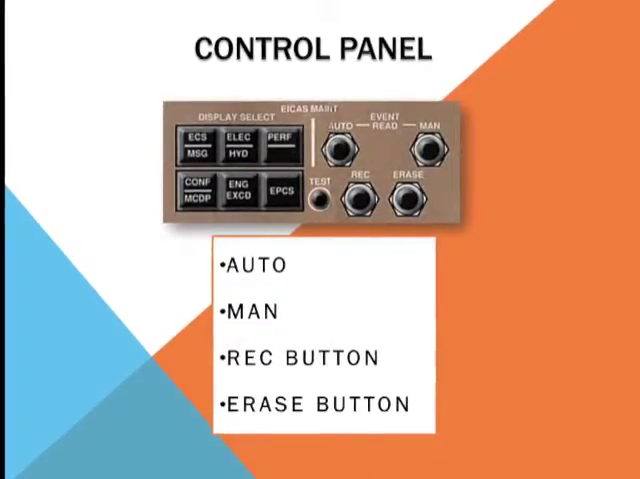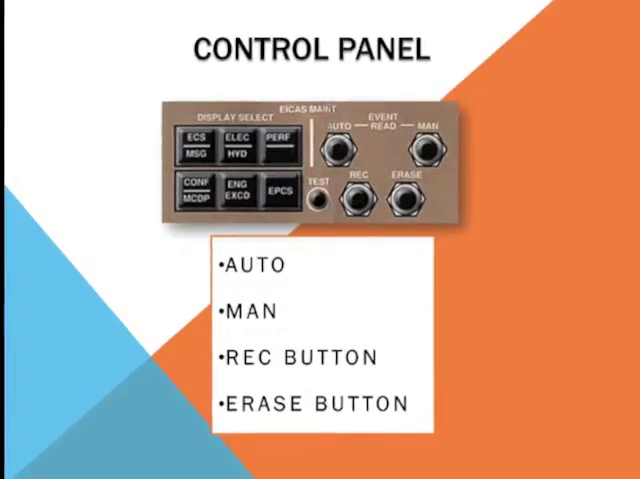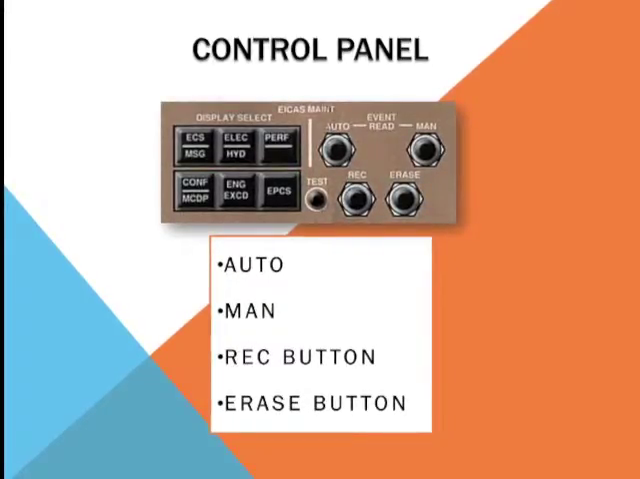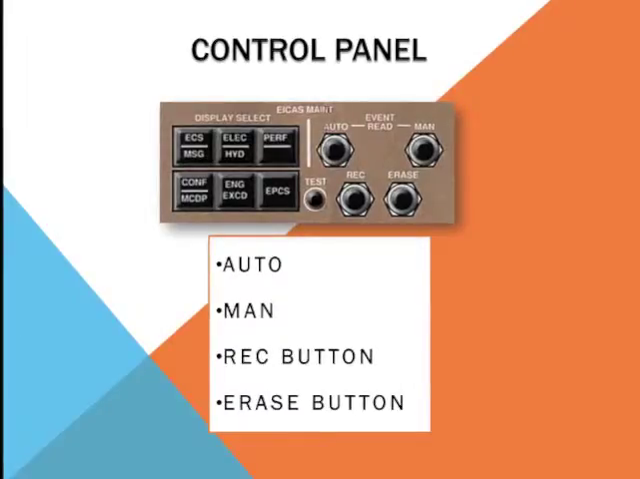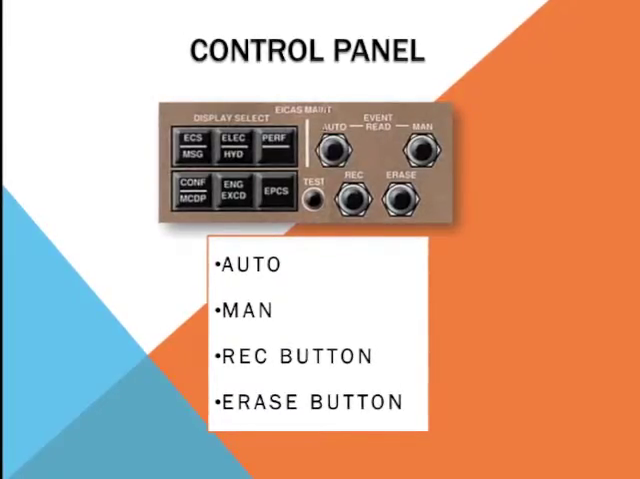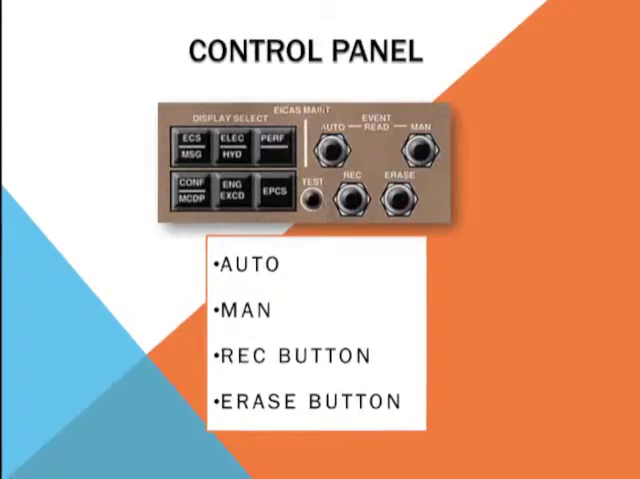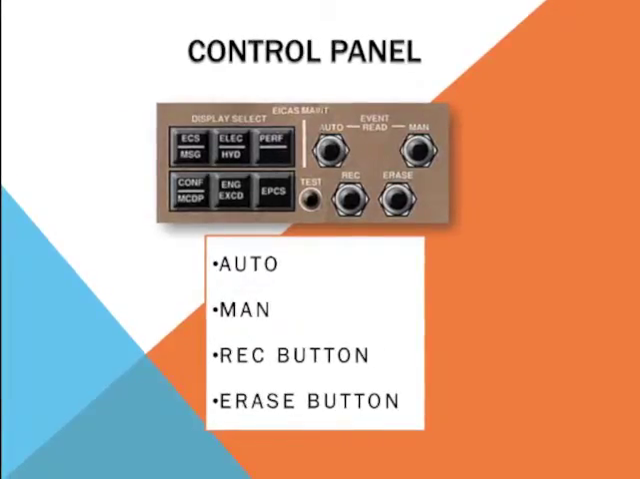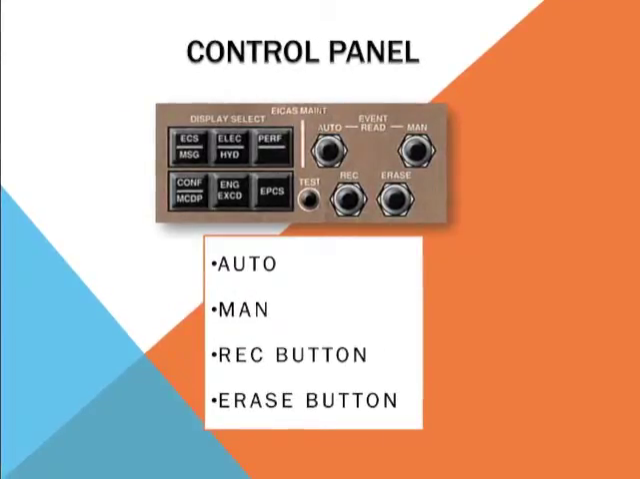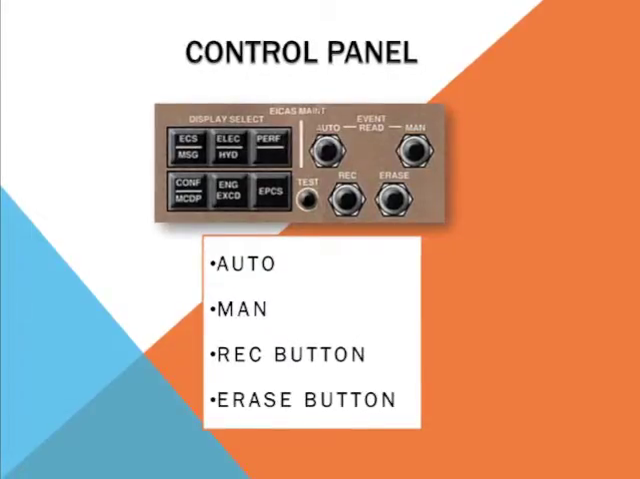The record button records the data that is currently displayed on the lower ECAS cathode tube, as selected with the display select switches, into the ECAS memories. For the erase button, when the button is held for 3 seconds, it will erase data previously recorded automatically or manually in ECAS non-volatile memory.